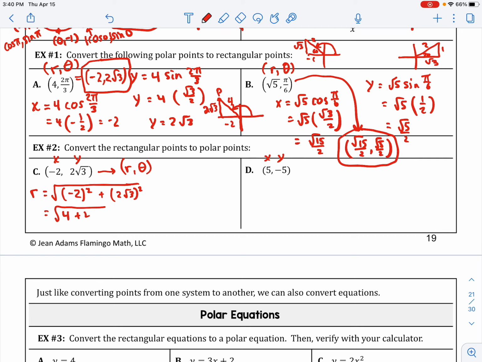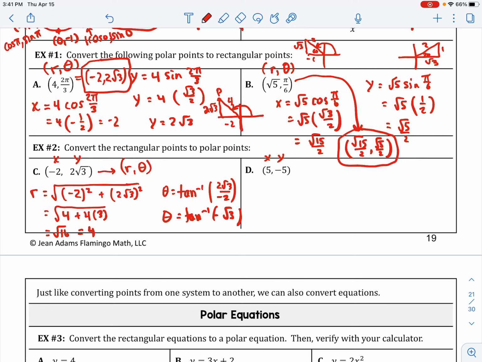So that's going to be the square root of 4 plus, and then I square the 2, I get 4. I square the square root of 3, I get 3. So this gives me the square root of 12 plus 4, which is the square root of 16, which is 4. And then to find our theta, we know that theta is the inverse tangent of y over x. And that gives us the inverse tangent of negative square root of 3.